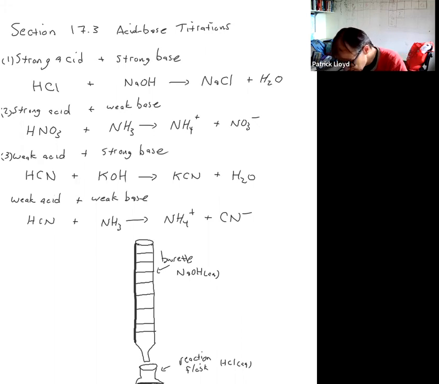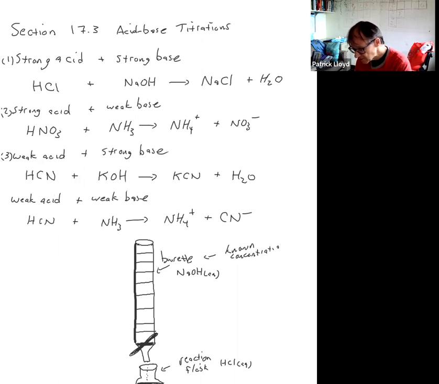And the thing about the burette is that it has a valve, a movable valve, and we can control that valve by rotating this little lever. And we can control it and add 1 drop at a time of the acid, or the base in this case, from the burette into the reaction flask. And so typically, this is a known concentration.